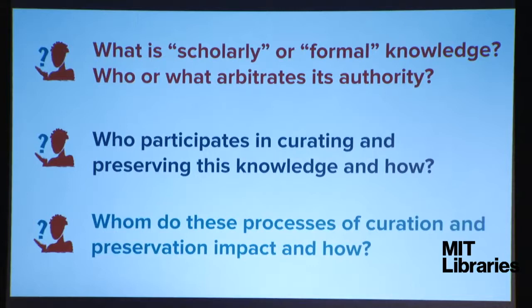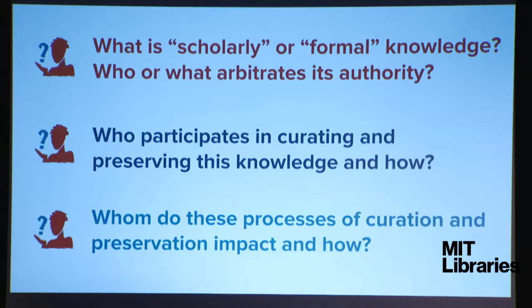In this complex conversation of many languages and knowledge systems, in this journey between Macaulay and MIT, here are a few overarching critical questions of epistemics that I'm grappling with right now, and I hope will frame some of the conversations we have. What is scholarly or formal knowledge? Who or what arbitrates its authority? Who participates in curating and preserving this knowledge, and how? And whom do these processes of curation and preservation impact, and how?